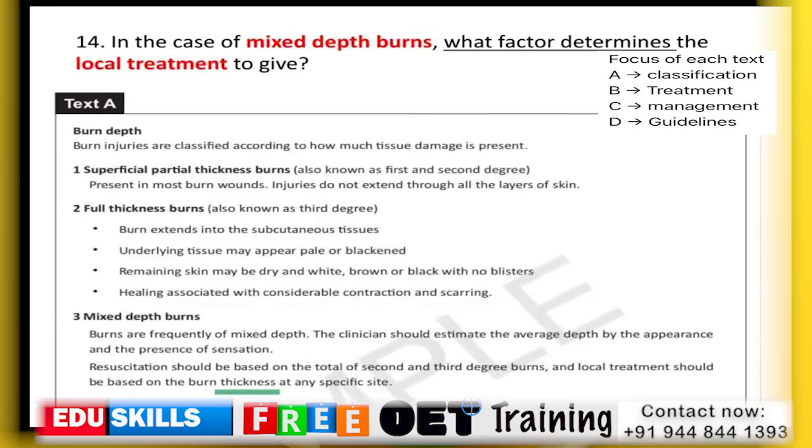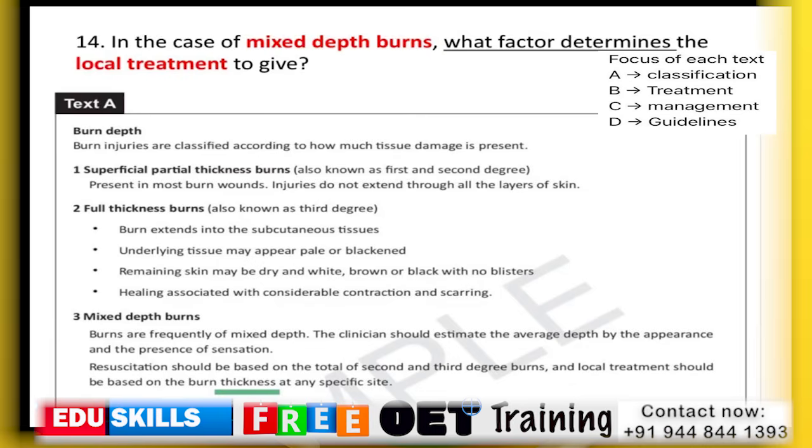So here we can see there is already a subheading. You can see three, mixed depth burns. At the last part of this, resuscitation should be based on the total of the second and third degree burns, and local treatment should be based on the burn thickness at any specific site. So here in the question stem, they are asking what factor determines the local treatment to give. So determines means what? To determine how. That is based on.